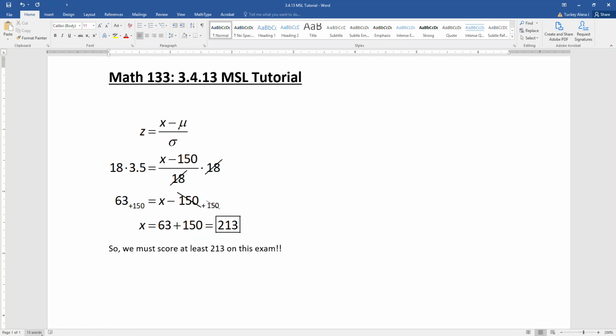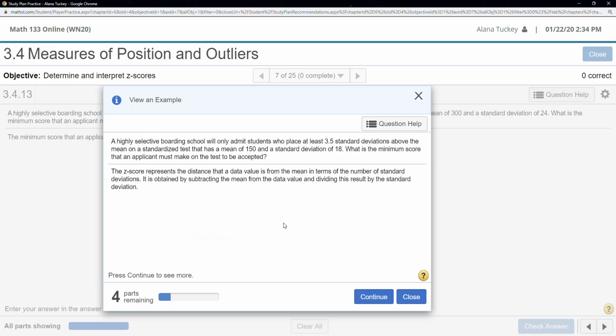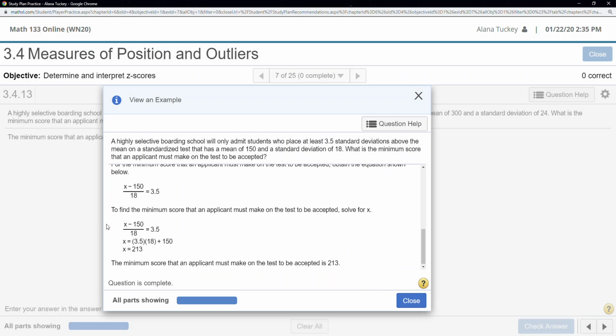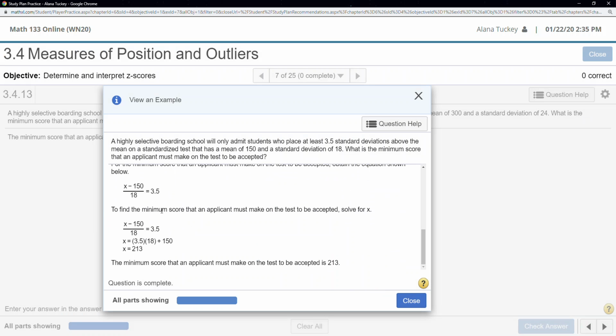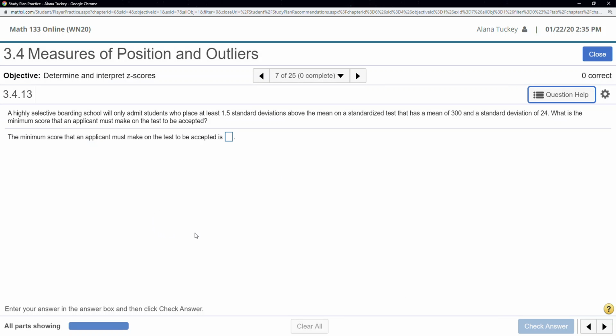All right, now let's double check me with what they wrote for their solution. They've got the z-score formula. There it is. They solve for x. They're doing the inequality part, which is fine because it's a minimum score. So as long as you know I have to be at least 213, 213 or higher, there you go. That would be the answer to that question.